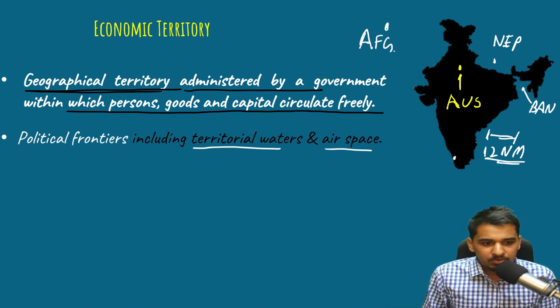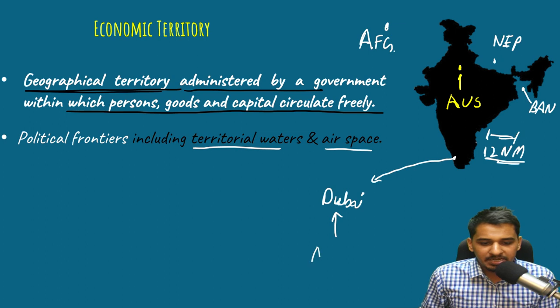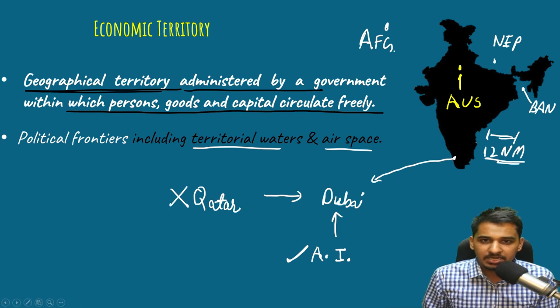Another thing you should know is that suppose there's a flight from Kochi to, say, Dubai, and this flight is operated by an Indian company or an Indian resident, say Air India, then this will form part of our economic territory. But if this flight is operated by, say, Qatar Airways, then this will not form part of our economic territory because this is not operated by any resident Indian or Indian company. But this one is operated by a resident Indian or Indian company.